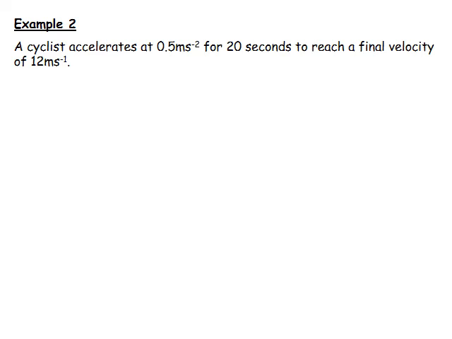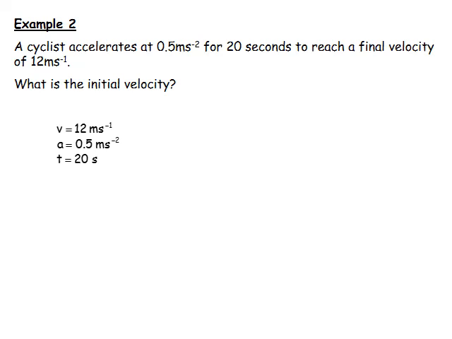Second example. A cyclist accelerates at 0.5 meters per second squared for 20 seconds to reach a final velocity of 12 meters per second. So what is the initial velocity? So SUVAT down the side. S, don't know displacement, it's not mentioned. U, that's question mark, that's what we need to find out. V, our final velocity, acceleration and time given.